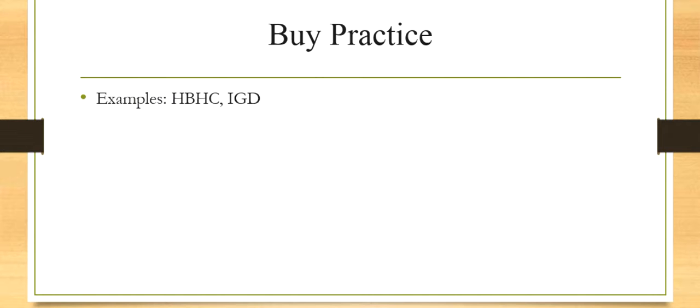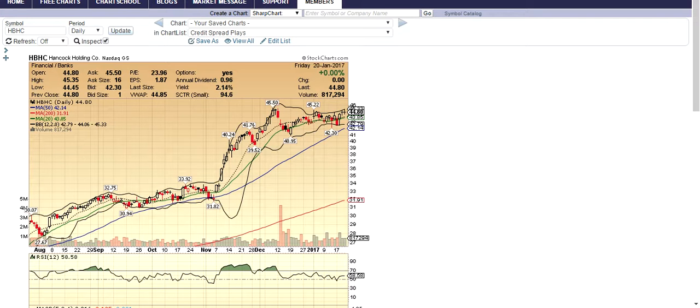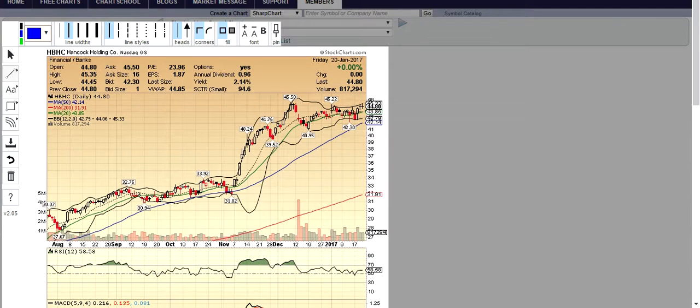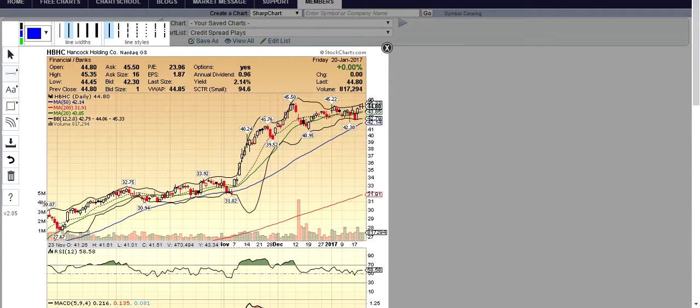So let's do some practice here. We have two different charts pulled up here, HBHC and IGD. So right off the bat, we have HBHC here. Let's go ahead and annotate first and foremost and spot this ascending triangle that we're talking about. So go ahead and do this. You can see we're trending upward. We're in an uptrend. We end up forming a high at 45.50.